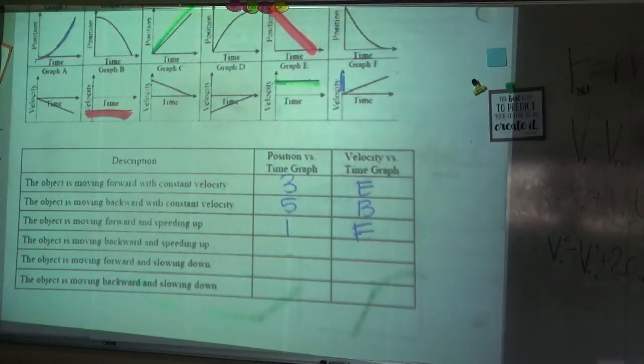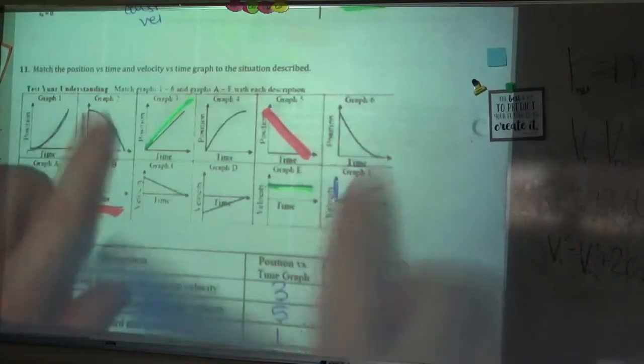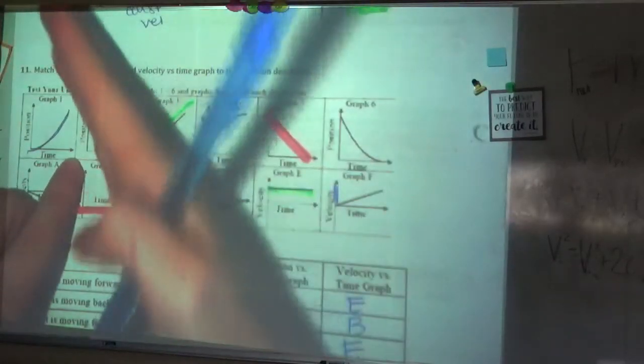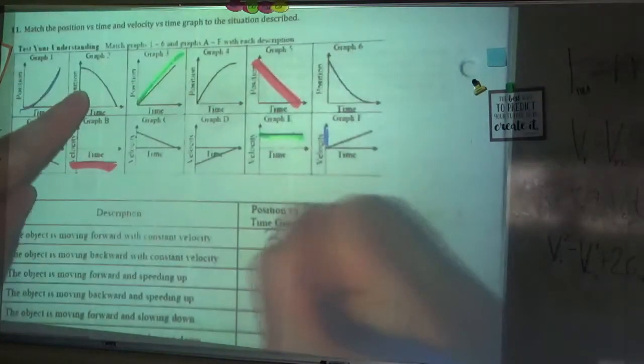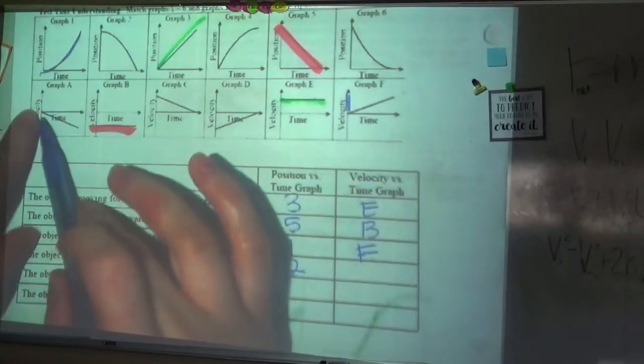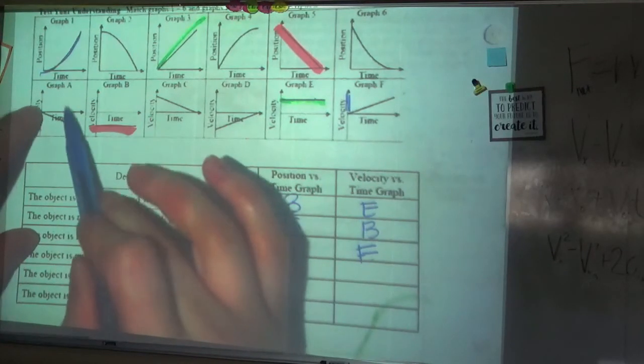Moving backwards and speeding up, so the only ones moving backwards are 2 and 6. If it's getting faster, I want it to be getting steeper, so that means this is graph 2. And then if it's moving backwards, I have negative velocities, and I want it to start slow and get faster, so that's A.